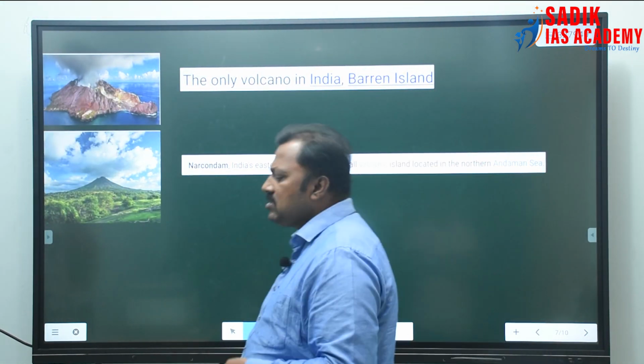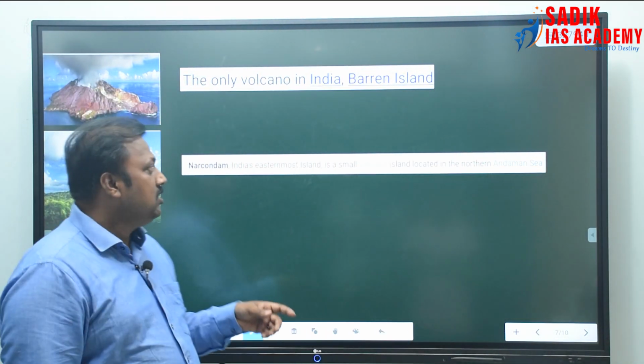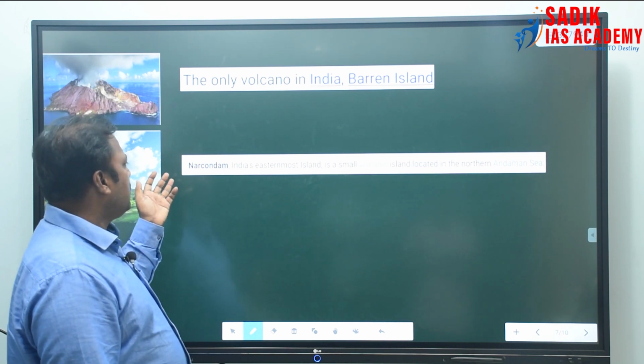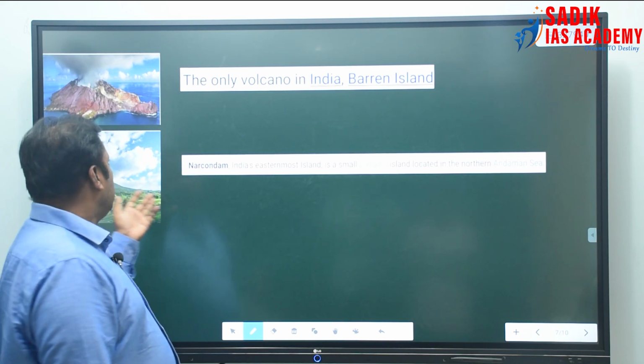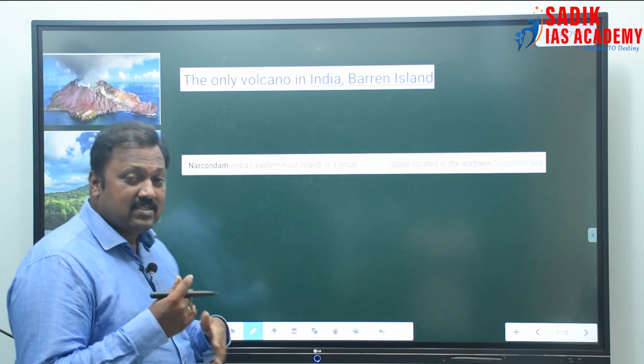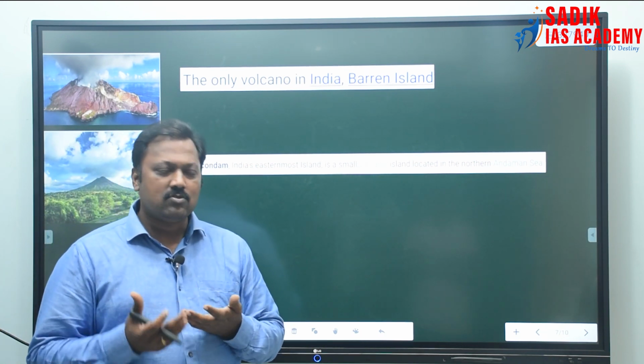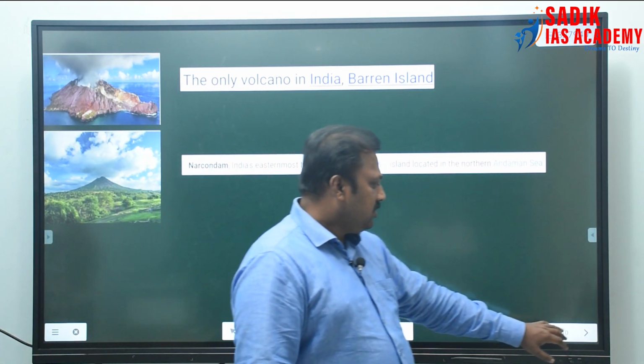Next, you see, these are the images of the volcanoes. I said, okay, one is Barren volcano, another is Narcondam. So in this image you can see Barren volcano, Narcondam. So India is home to an active volcano also. For information, you know this, right?